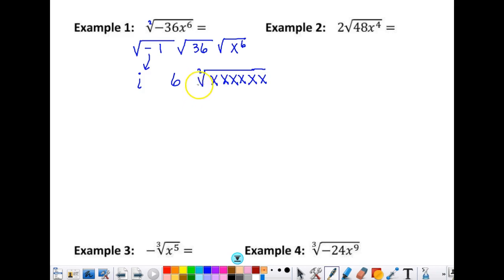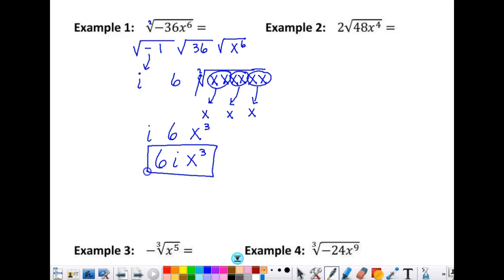Now, this tells me how many to circle at a time. I'm going to circle 2 at a time. One representative comes out from underneath that square root sign for each circle that you've circled. So you have I and 6 and x to the 3rd. And I'm going to write it in a little bit better order, like that. Okay, so let's do another one.